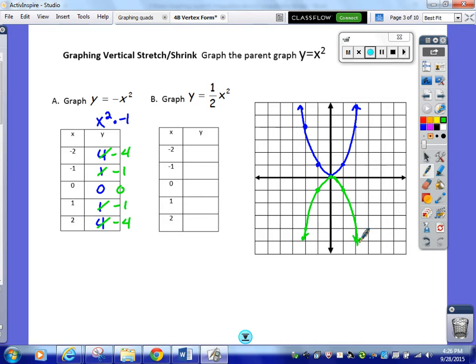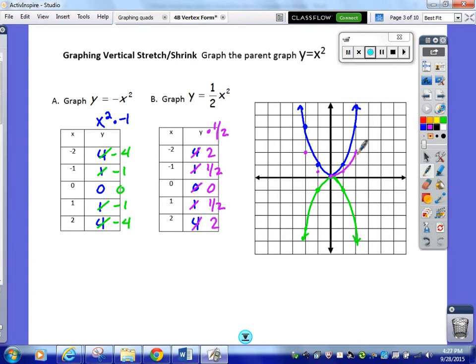Let's look at what happens when we have A as something else. Let's look at A of 1/2. I still want to start off with my parent points: my 4, my 1, my 0, my 1, and my 4. But this time we're going to multiply all these values by 1/2. So 4 becomes 2, 1 is 1/2, 0 stays 0, 1 is 1/2, and 4 becomes 2. I haven't moved my vertex again, so I'm still at (0, 0). So this time I'm going to go left 2, up 2, left 1, up 1/2, 0, 0, right 1, up 1/2, and right 2, up 2.